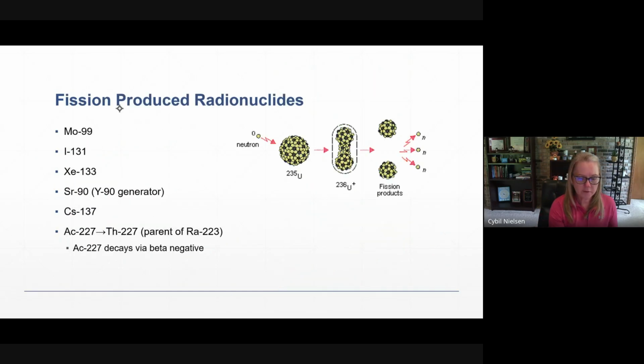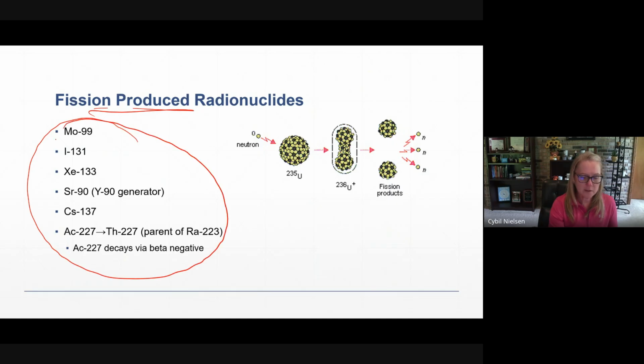All right, these are all the fission produced products, all of these beta negative emitters. And you can't tell, like we did with cyclotron, like this many protons, this many neutrons. You can't do that with fission, but you can do that with neutron activation. Okay, with fission, you're just going to end up with these products. They're going to be different elements, so we can separate them out.